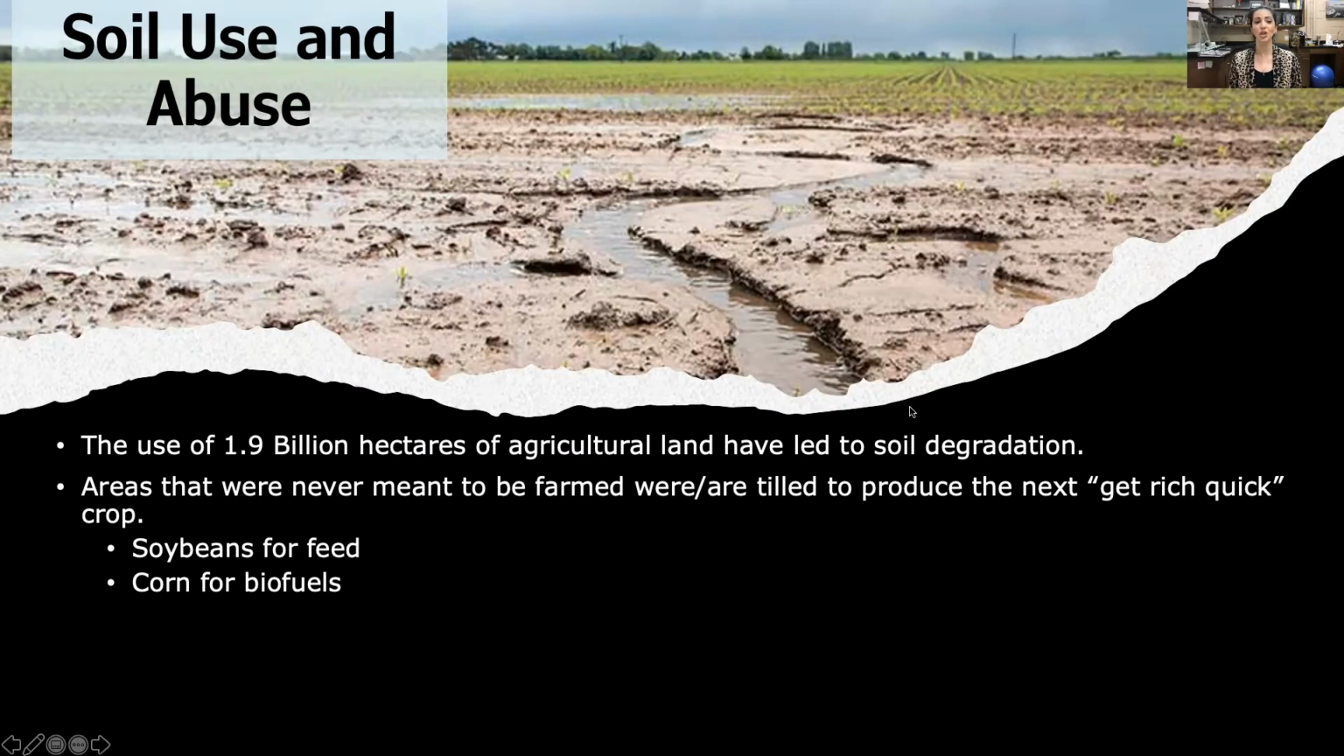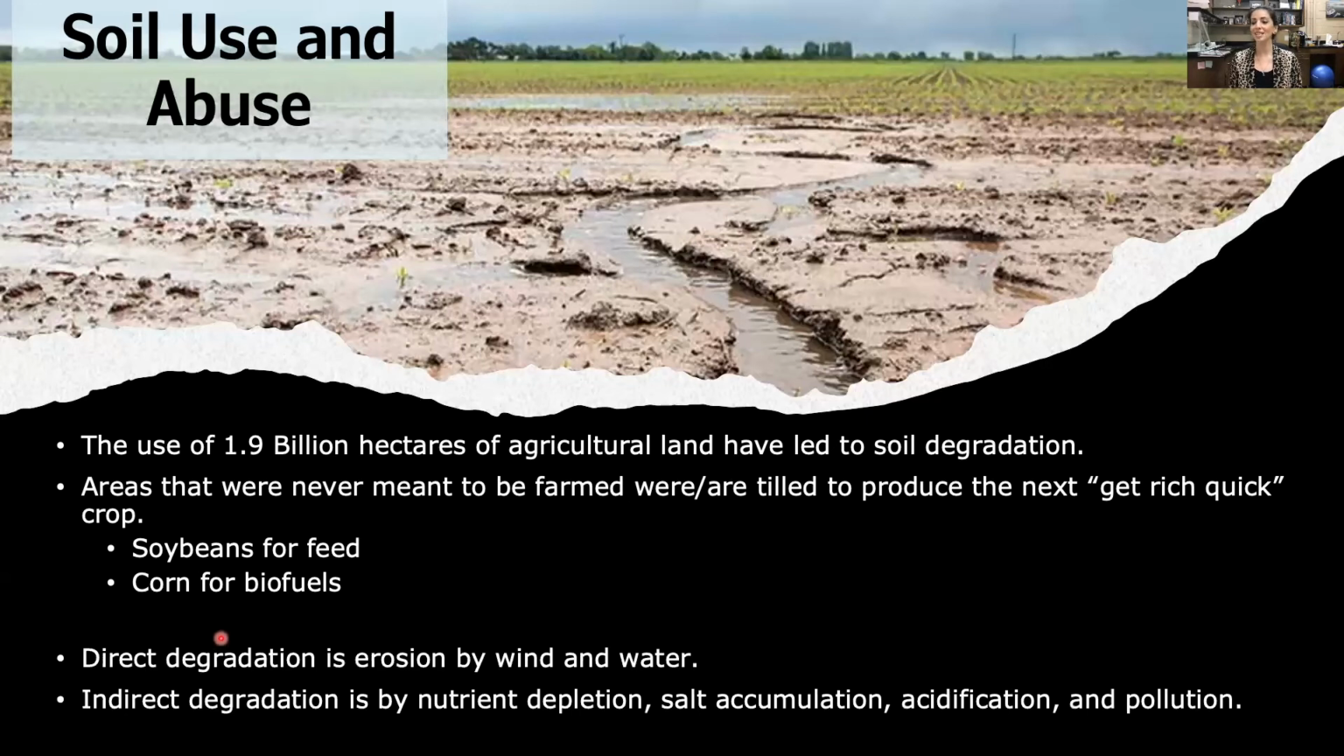The use of nearly 2 billion hectares of agricultural land has led to massive amounts of soil degradation. And this is because areas that were never meant to be farmed were or are still being tilled to produce the next get rich quick crop. This can either be soybeans for feed for livestock or corn for biofuels. So all this does is degrade the soil without any efforts to replenish the health of the soil. And so this leads to erosion by wind and water.